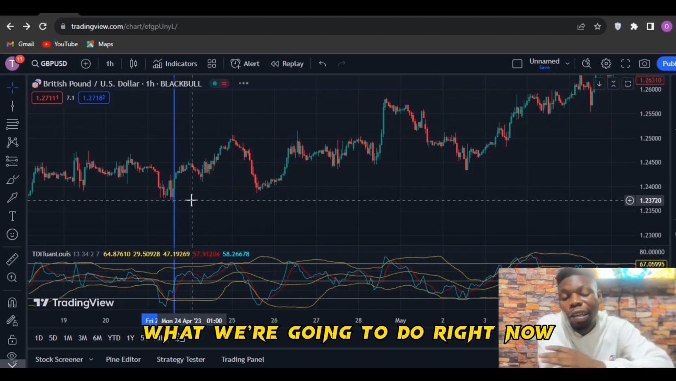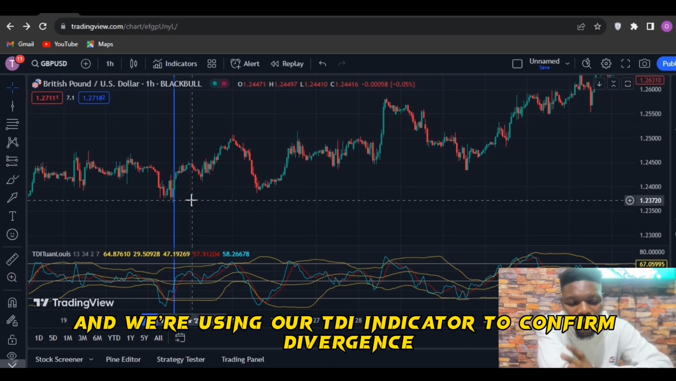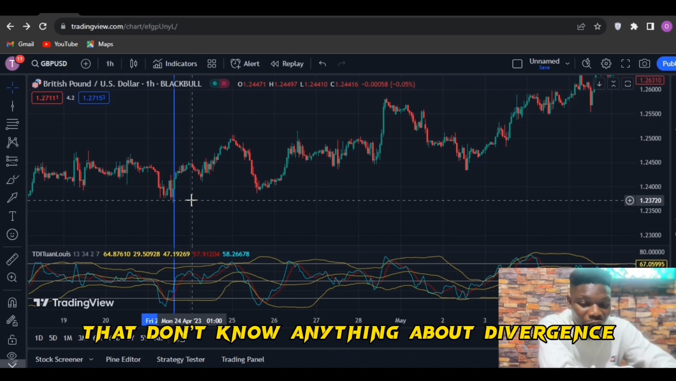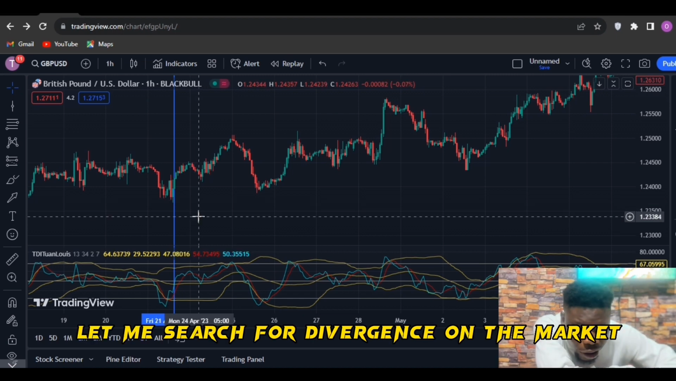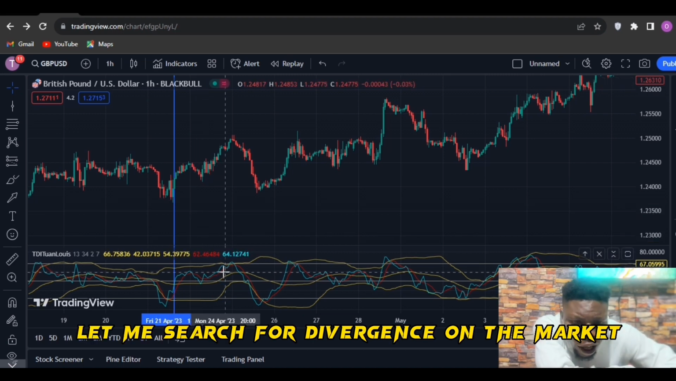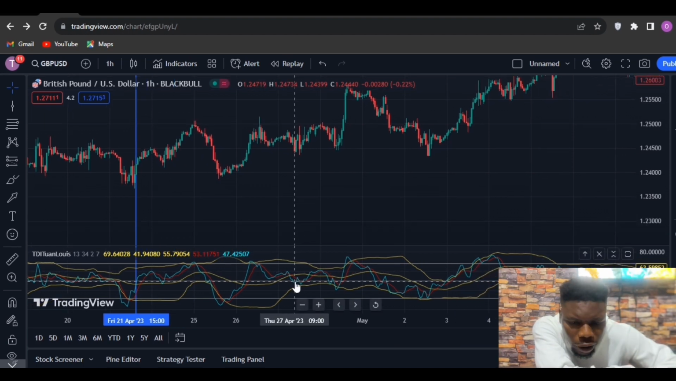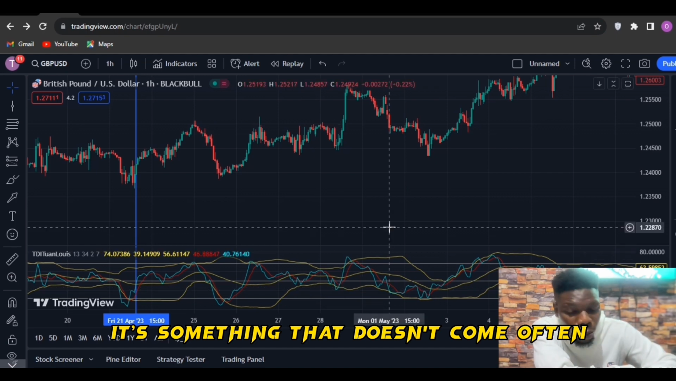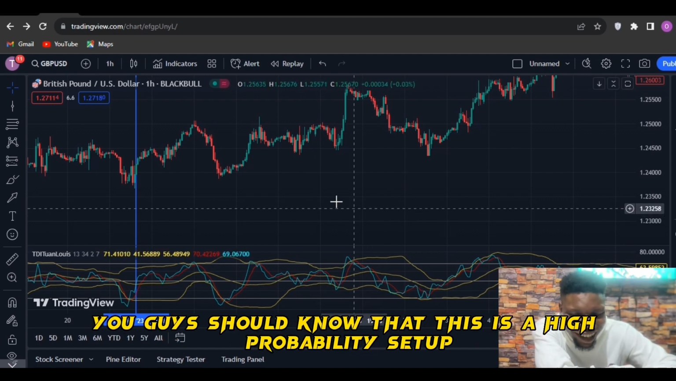What we're going to do right now is look for divergence in the market, and we're using our TDI indicator to confirm divergence. Most of you that don't know anything about divergence, or haven't heard about it, don't worry, I'll explain it to you guys. Let me search for divergence on the market. I'm looking for divergence. It's something that doesn't come often, and if it doesn't come often, guys, you should know that this is a high probability setup.